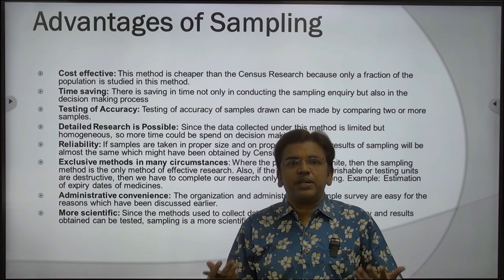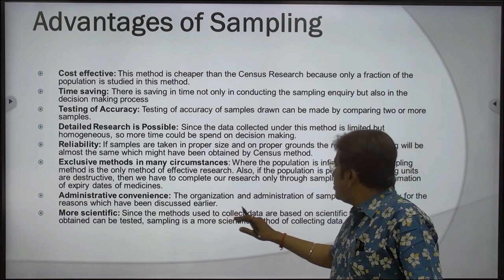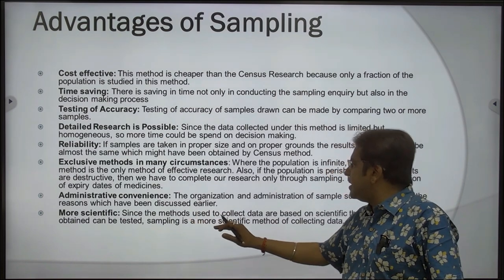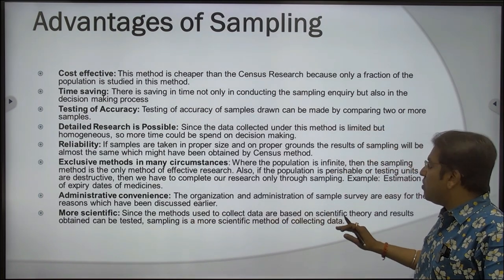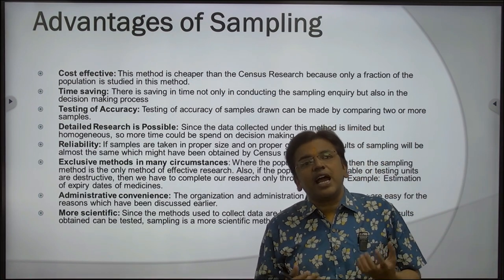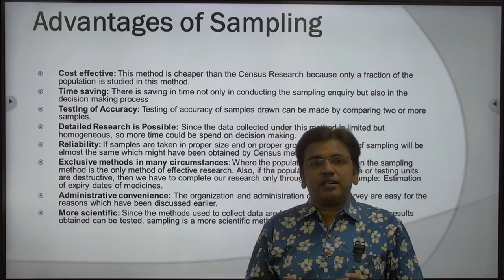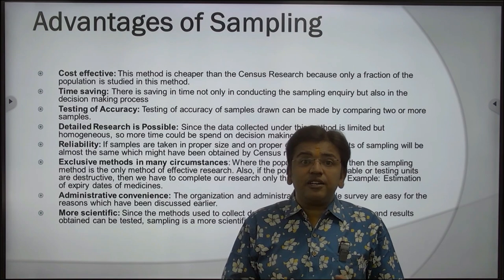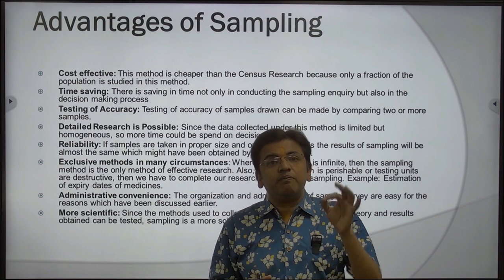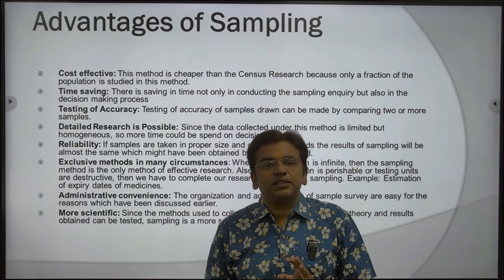Then, more scientific. Since the methods used to collect data are based on scientific theory and results obtained can be tested, sampling is a more scientific method of collecting data. Here, by the help of sampling, the accuracy is being maintained. Means the data which you are going to take, on the basis of that data, you are going to test your hypothesis. So, the best sample leads to the most accurate result. Clear?